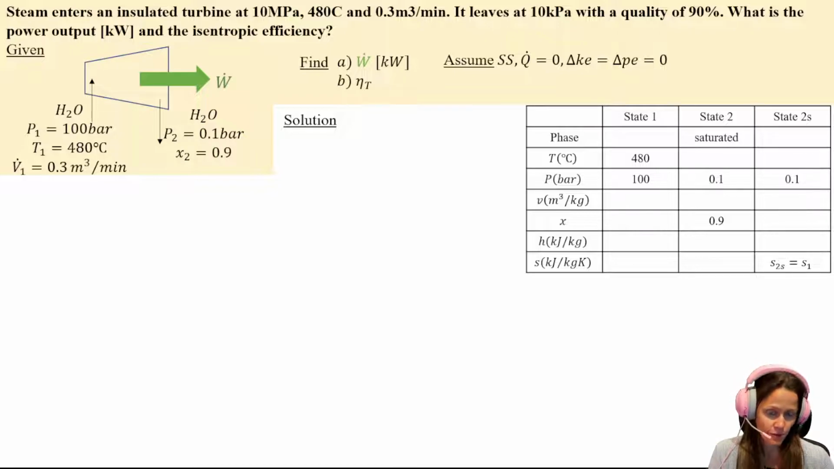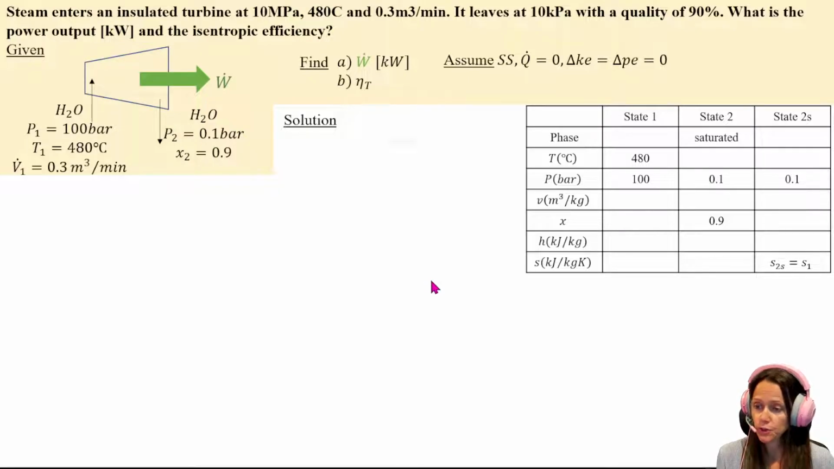State 1, self-explanatory. State 2 is defined by the pressure and the quality that they've given us, so those operating conditions that they've given us. State 2s I'll need to keep track of because I've got to find the isentropic efficiency. And keep in mind that state 2s, the isentropic efficiency, is defined between two given pressures. So you'll notice that P2 and P2s are both 0.1 bar. And the only other thing that I've put on there about state 2s is that the entropy at 1 and state 2s are exactly the same.